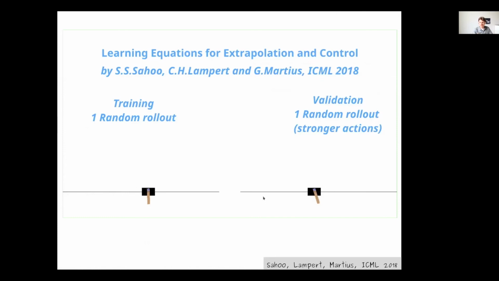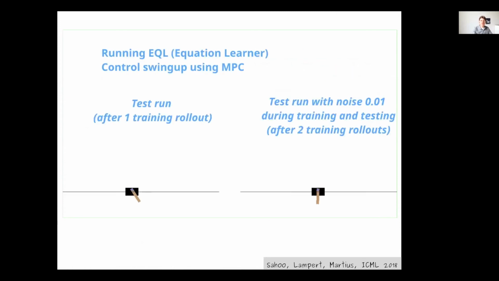I don't know whether it runs well over Zoom. So this is essentially the training data. So random movements. It doesn't really bring it up at all. It will never stabilize there. And then once you do this, you can perfectly stabilize the system. So you need 2 random rollouts, you learn the equation, and you're done.